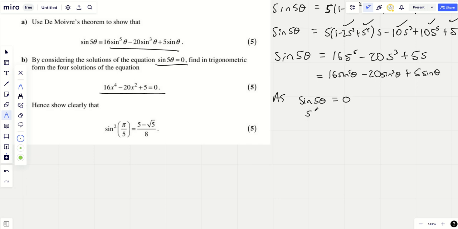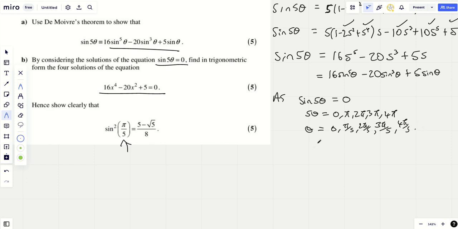That's really easy to find because 5 theta is going to be 0, pi, 2 pi, 3 pi, 4 pi, 5 pi. Just think of the graph. And so theta is all of those divided by 5. So we get these. And I'm looking ahead in the question and seeing that and thinking, yeah, I'm on the right track here, you know.